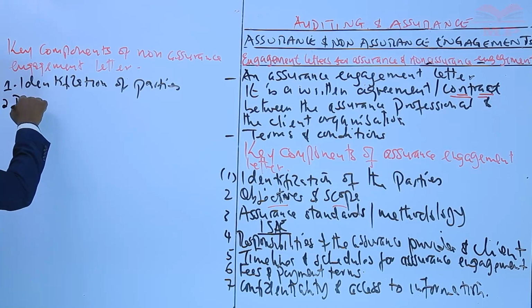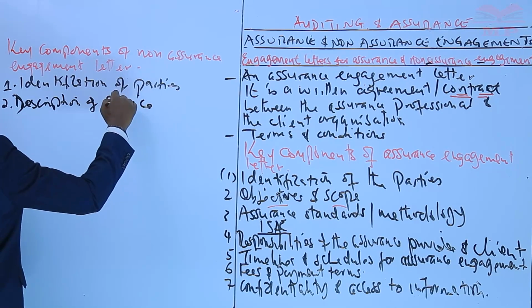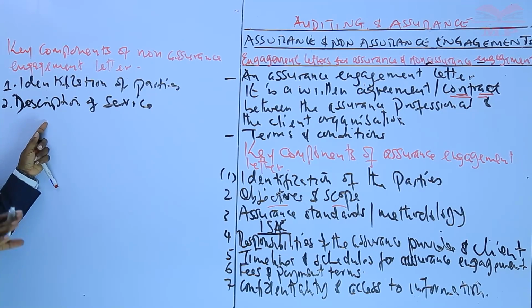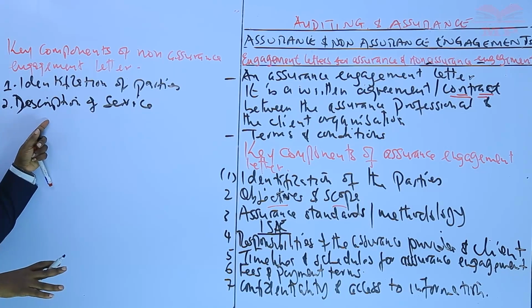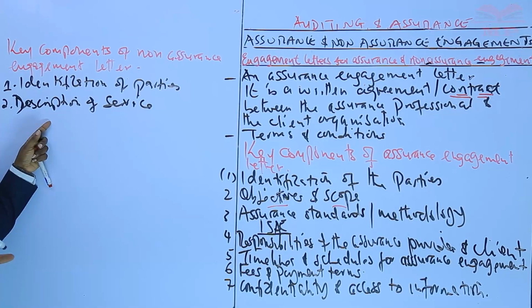2. Description of service or services. The letter outlines the specific non-assurance services to be provided by the service provider. The section also provides a clear description of the nature of the work, the scope of the engagement, and any specific deliverables or outcomes expected.